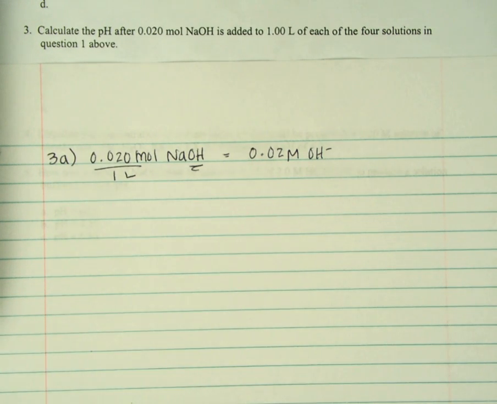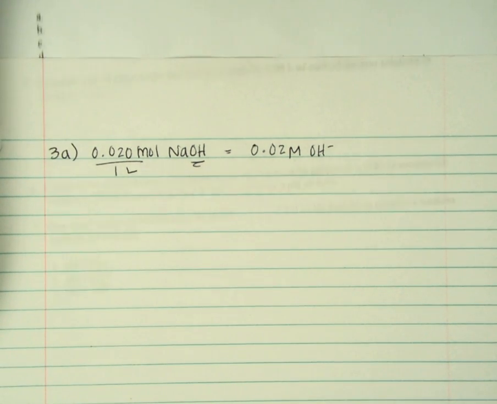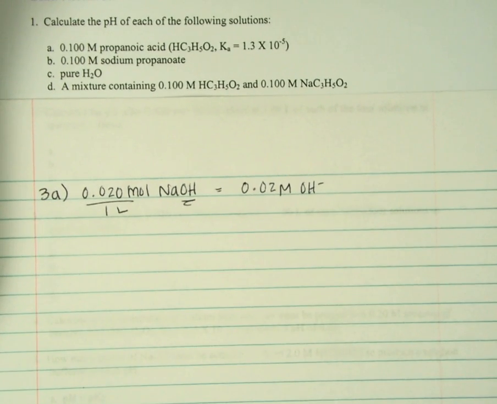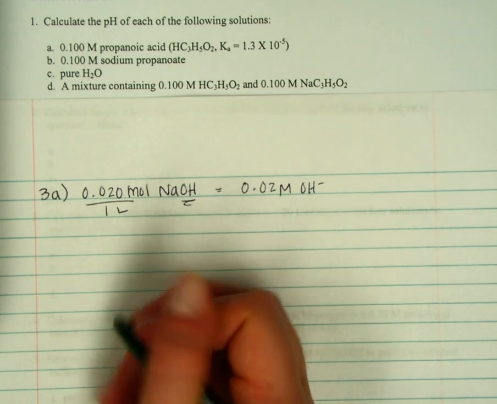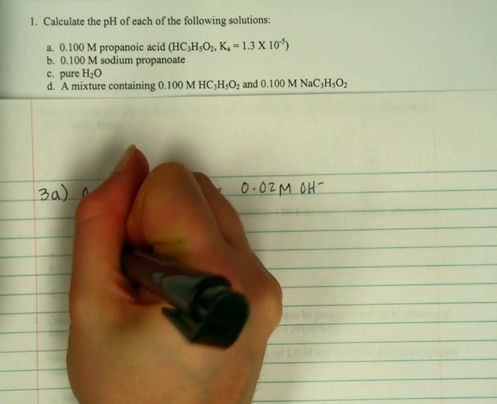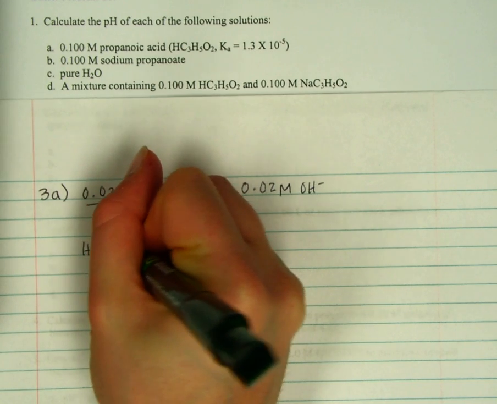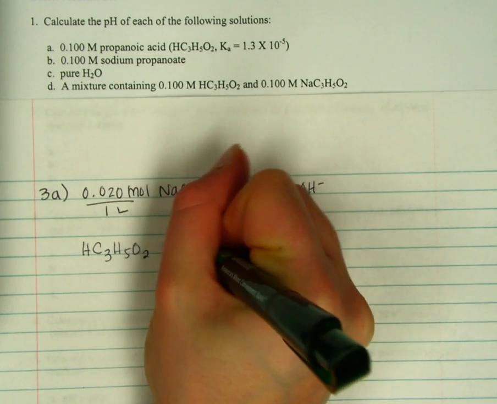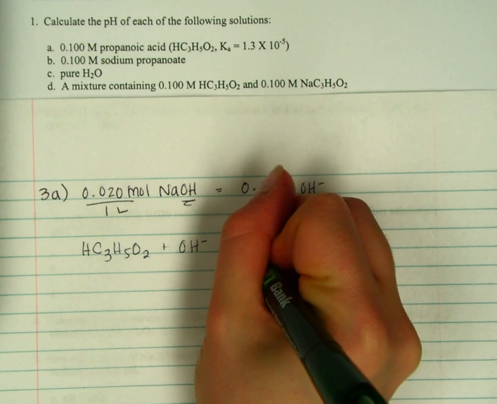So just like I did in problem 2, I know that when I react this with an acid, it's going to be a chemical reaction. However, if I react it with a base, it's going to establish some equilibrium. So let's take a look at this. If I add this to part 1A, I have 0.1 molar propanoic acid. So if I have propanoic acid, HC3H5O2, and I add OH minus to it, it is going to react.